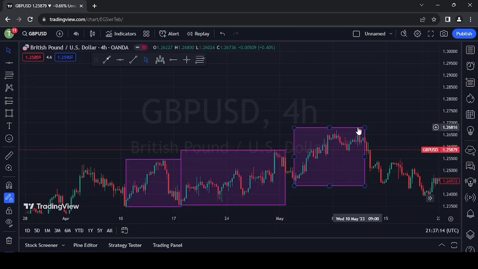So what do you call this type of movement? You say this is a what? A bullish trend. Higher high, higher low, higher high, higher low, higher high. Then you have this taken out here.